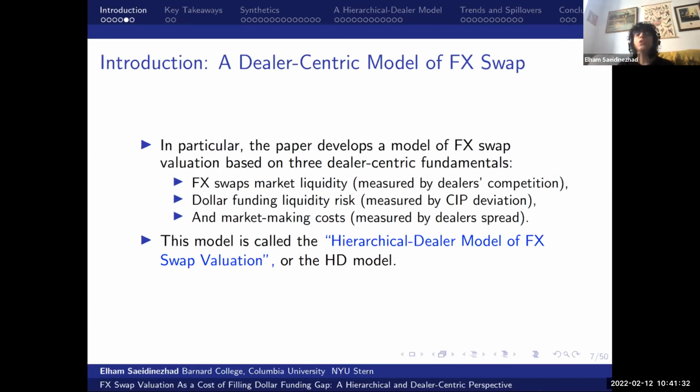For those of you who are interested in this literature, I just wanted to share this fun fact about the measure that I am using to capture market liquidity and how it is different from the standard measures. At the same time, I'm using the dealers' spread as a measure of the cost of market making.